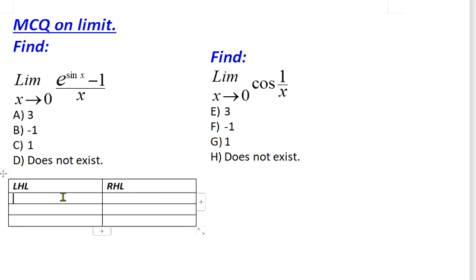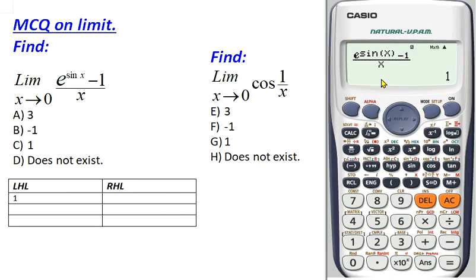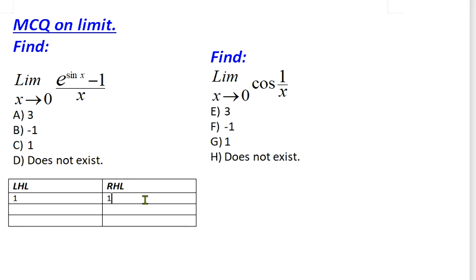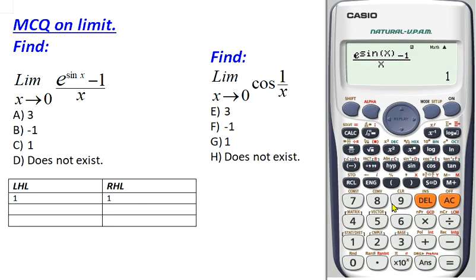Let me fill this table. The limiting value is obtained as 1. Now let's calculate the right hand limit. Let's approach 0 from the right hand side, and that value we will call the right hand limit. 10 raised to the power of minus 9 is a value of x very close to 0 from the right hand side, and the corresponding limiting value is the right hand limit. Here it is 1. Let me fill that in.